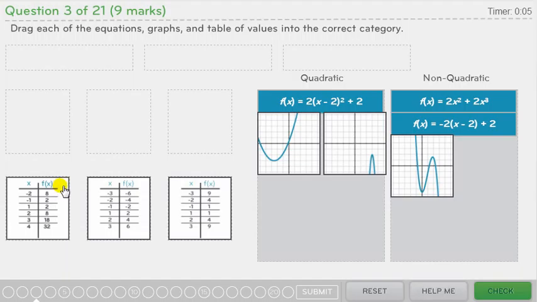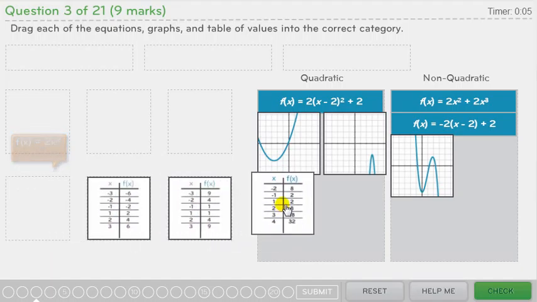This first table of values has the equation f of x equals 2 times x squared. Negative 2 squared is 4, 4 times 2 is 8. Negative 1 squared is positive 1, 1 times 2 is 2. 1 squared is 1, times 2 is 2, and so on. f of x equals 2 times x squared is a quadratic equation.